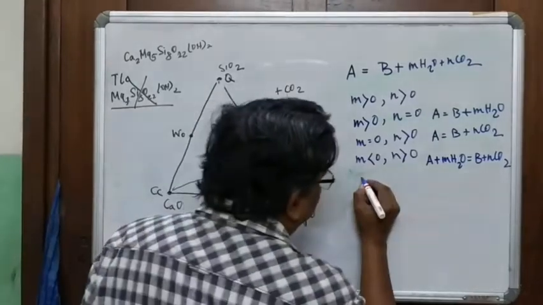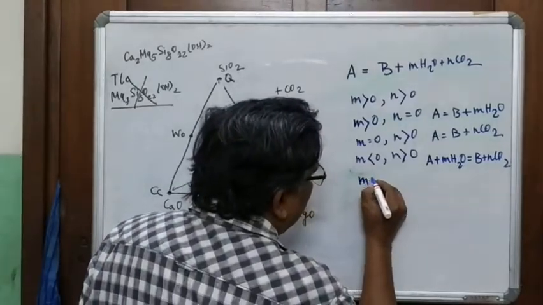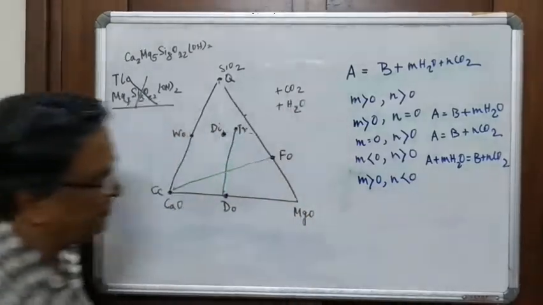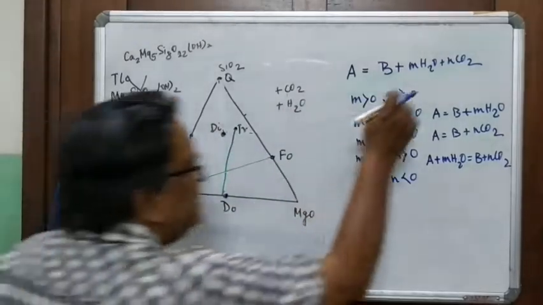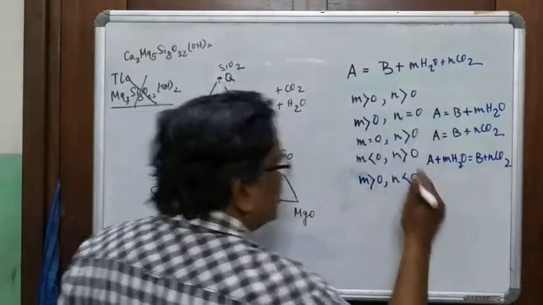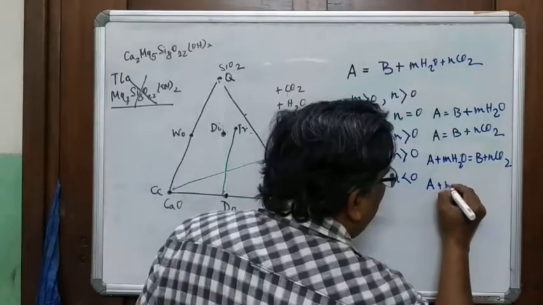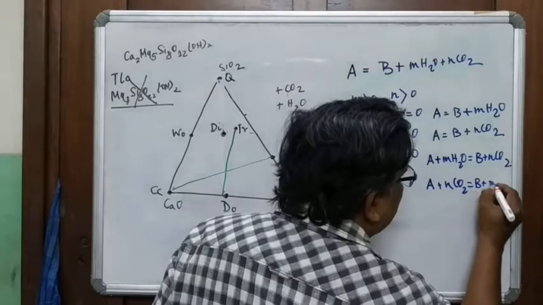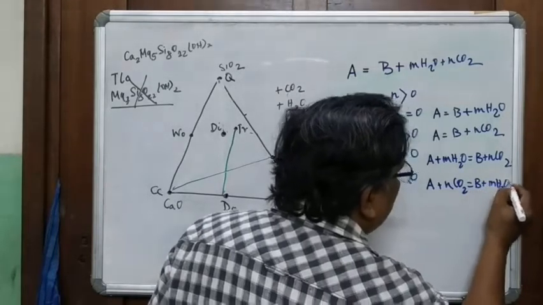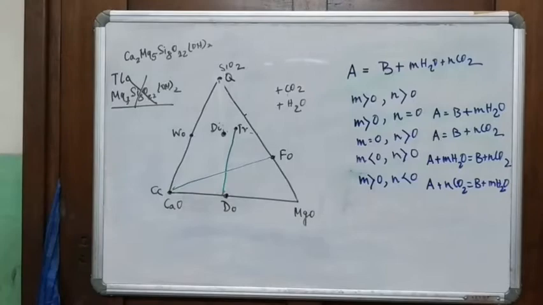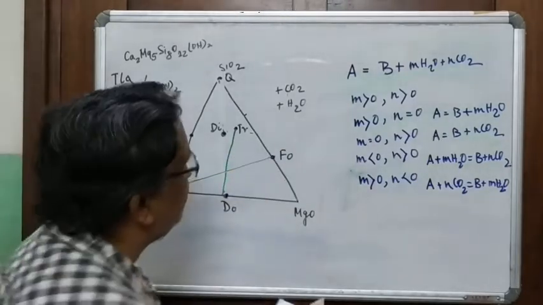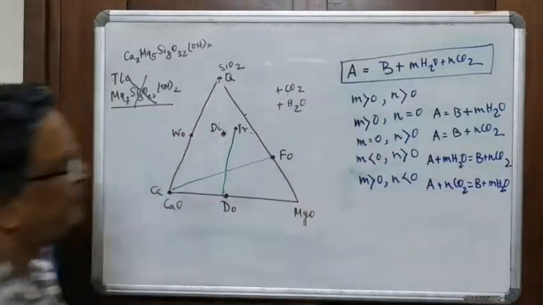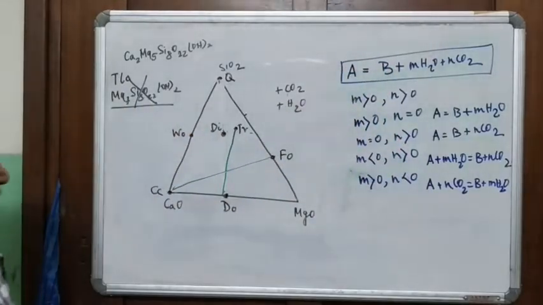Or you can have M greater than 0, N less than 0. Now this N is less than 0, so you have A plus N CO2 is equal to B plus M H2O. So if we can thermodynamically model this chemical reaction, that is what I asked you to read.